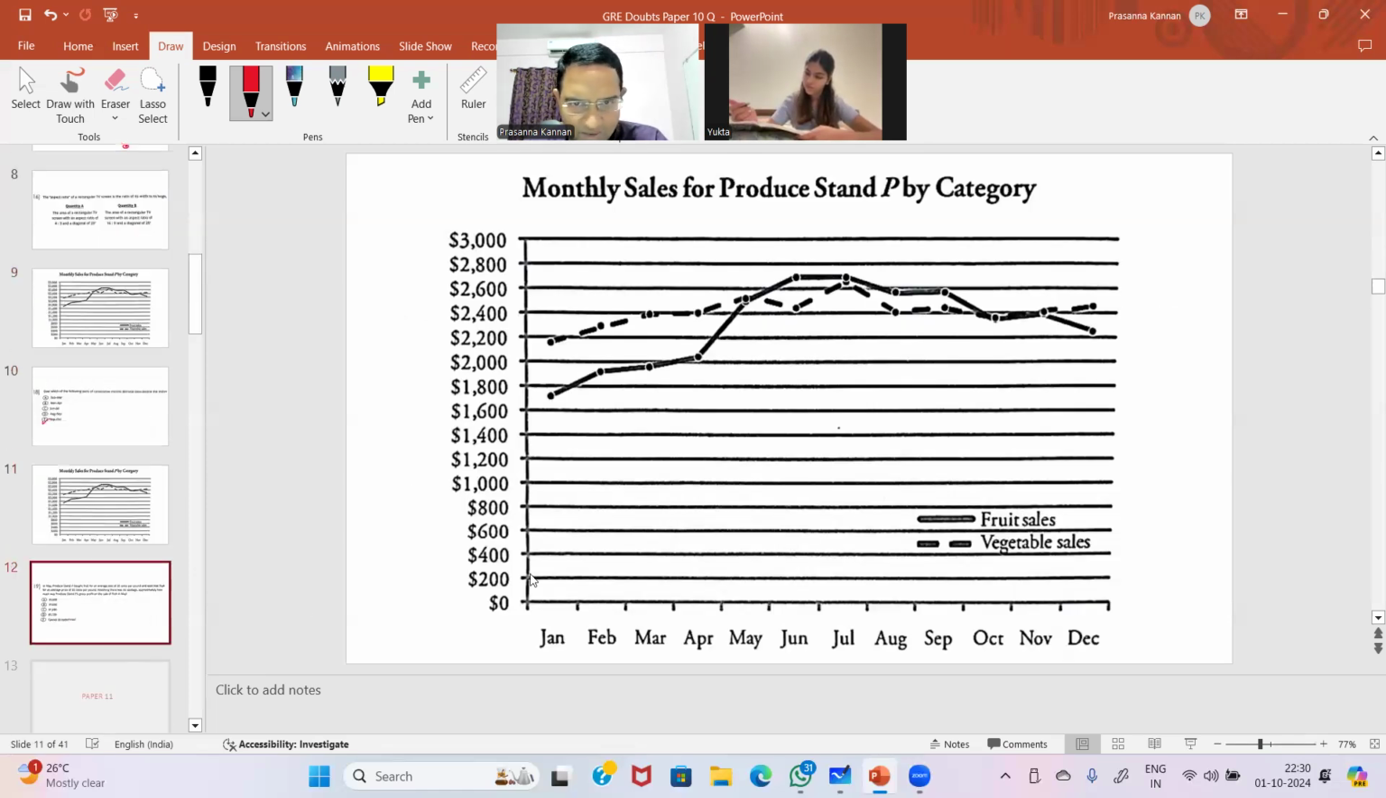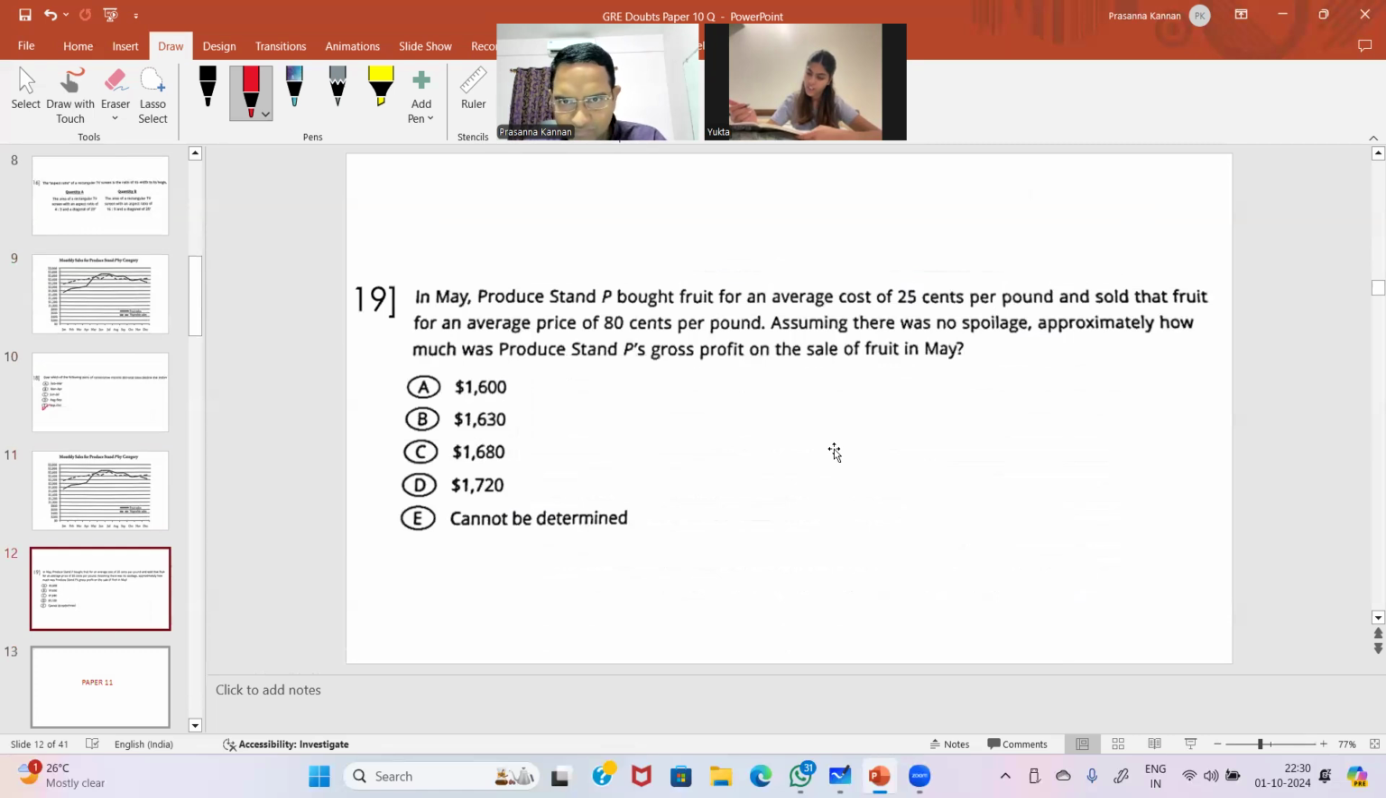Next is 19 was your question, right? In the month of May, the produce stand bought fruit for an average cost of 25 cents per pound and sold that fruit for an average price of 80 cents per pound. Assuming there was no spoilage, approximately how much was the produce stand's gross profit in the sale of fruit in May, right? So what was your answer, Yukta?